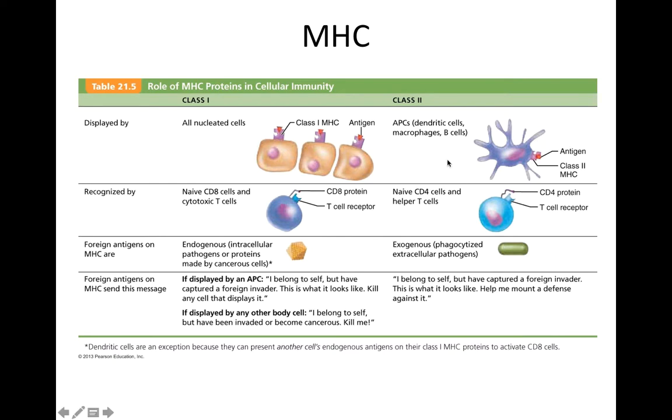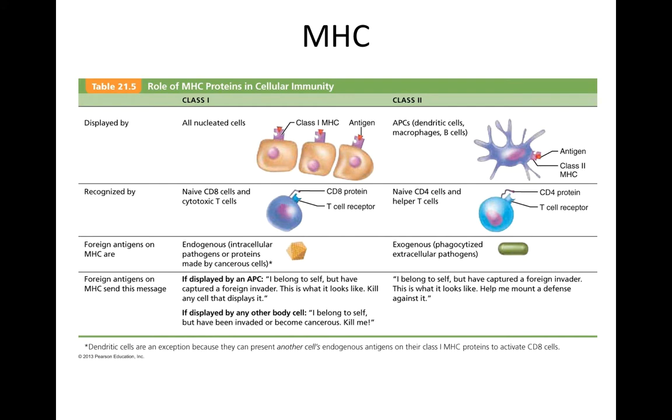When an APC is showing an extracellular pathogen to a helper T, the message is, hi, I belong to self. I've captured this foreign invader, and this is what it looks like. Help me do something about it. So if it's a macrophage, this is where the macrophage is going, hey, I have eaten this, and it is so good. So is it okay if I go eat all the other things that look like it?